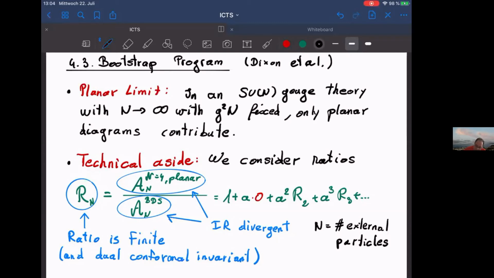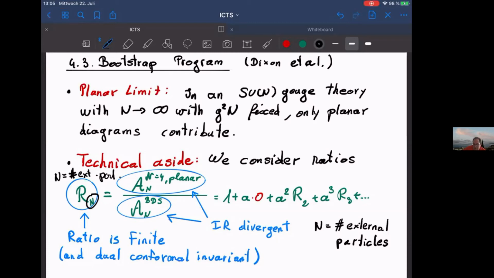So n here is the number of external particles. The remainder function for n particles, I define it as the scattering amplitude divided by some other quantity, which I call BDS, doesn't matter what that is. Such that, well, each of the numerator and the denominator is divergent, but the ratio is finite. So what I'm going to look at is essentially ratios of amplitudes that are finite. You can describe it that way.